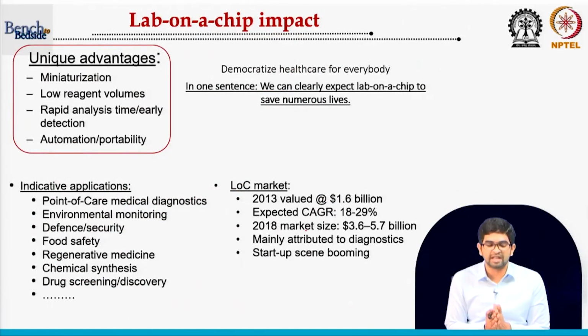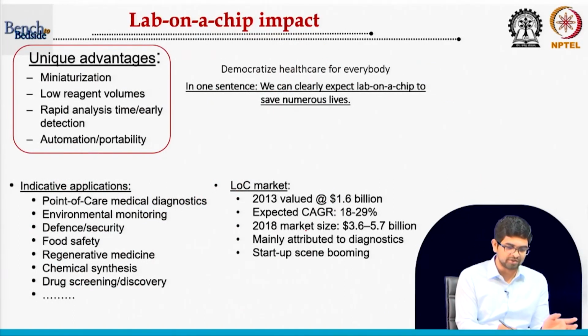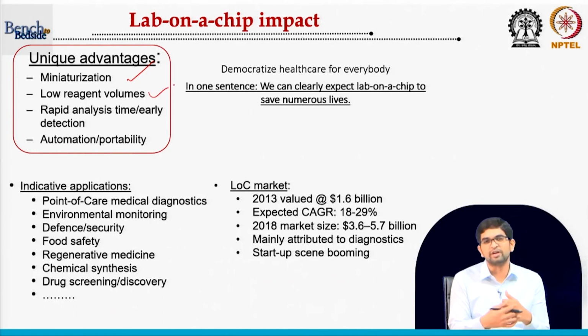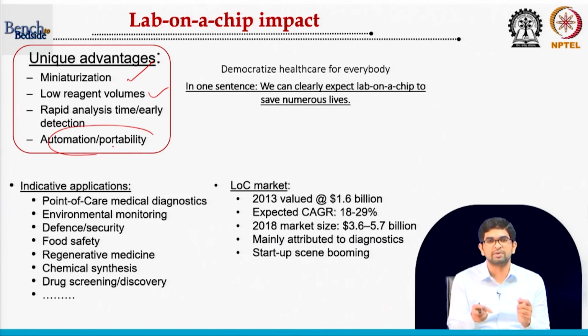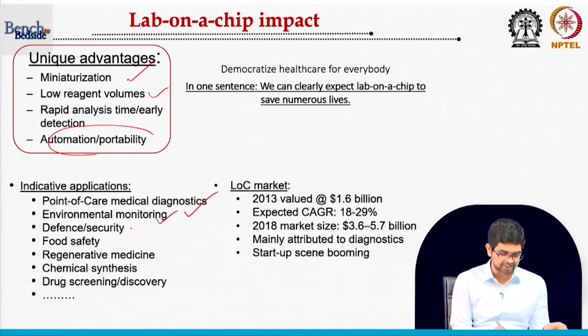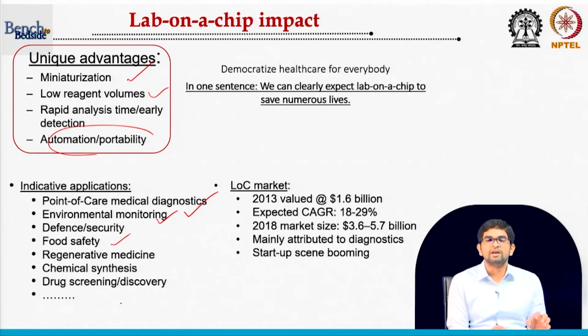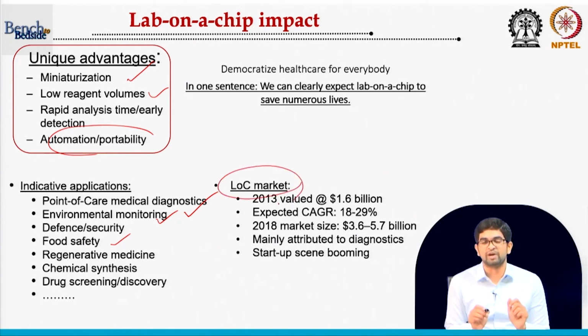So, this is the impact of the lab on a chip technology that I want to mention. I already told you that we can easily miniaturize, and we need a very low volume of sample. We do not need a few ml of blood, just a drop of blood is enough to detect the disease. It is a very rapid method, right. Within a few minutes we can detect, and it is also automatic: you just drop the sample or push a button, wait a few minutes, and you are done. And there are lots of applications of this lab on a chip concept. We can use it for medical applications, point of care, environmental monitoring, defense, and food safety, which I already mentioned.